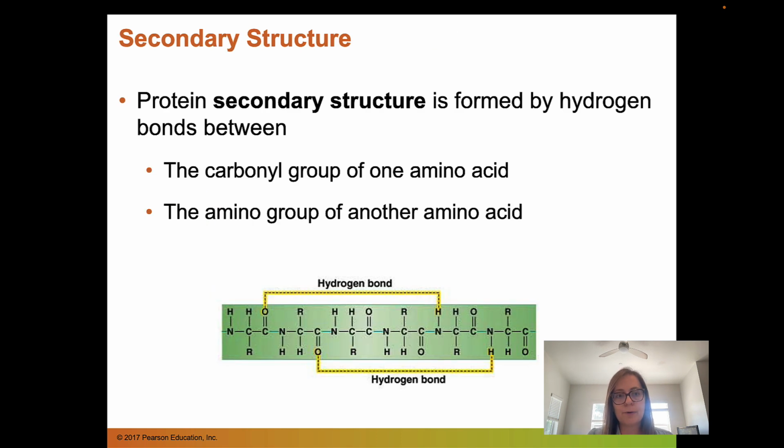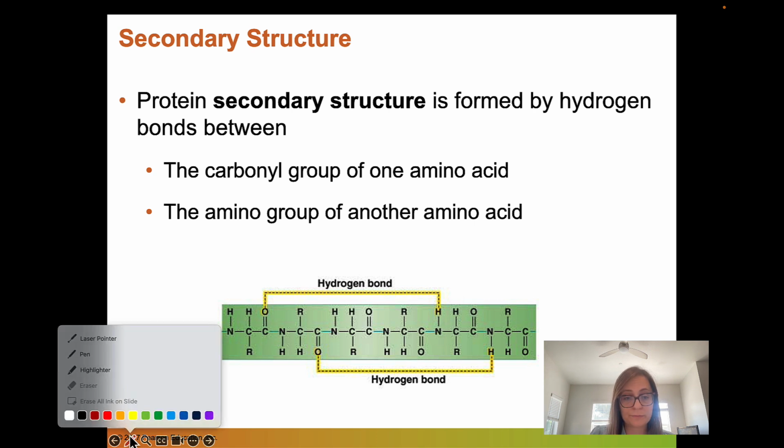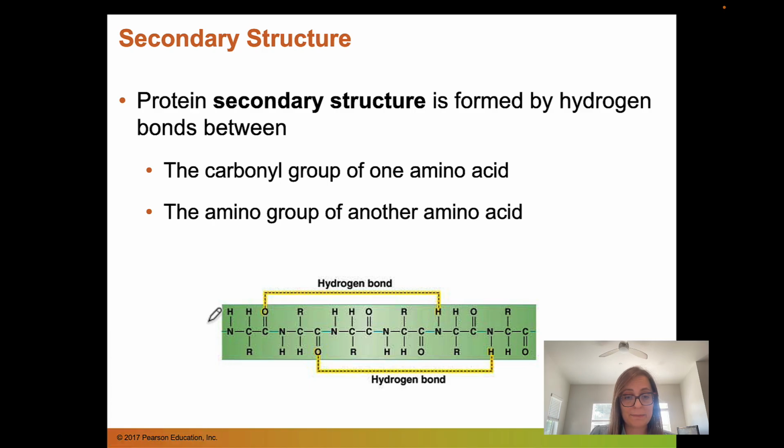Moving on from the primary structure is the secondary structure. And the secondary structure is characterized by hydrogen bonds. So again, paying attention to those bonds. This one's characterized by hydrogen bonds, but specifically hydrogen bonds in the backbone, in that peptide bonded backbone. Okay, so it's between a carbonyl group of one amino acid and an amino group of another amino acid. So let's just take a deeper look at this.